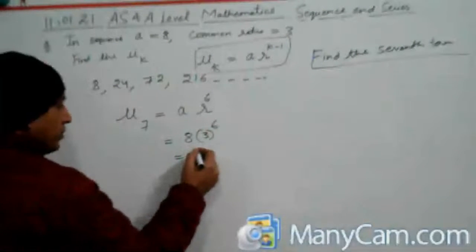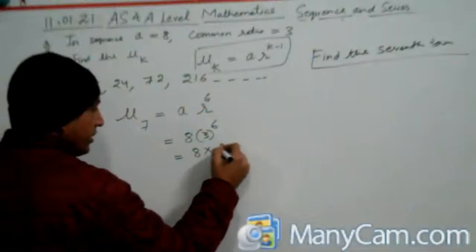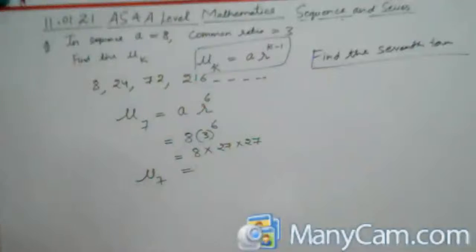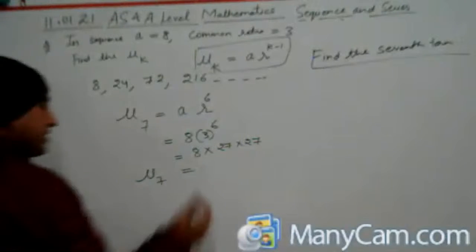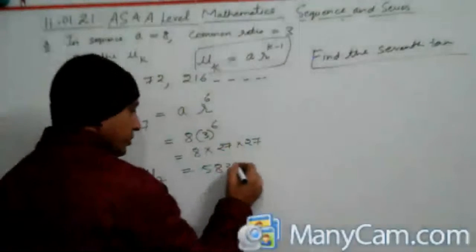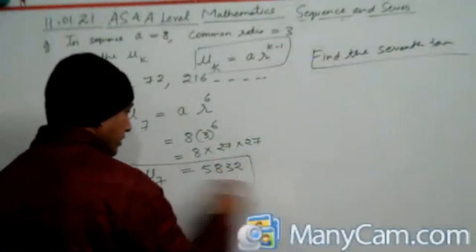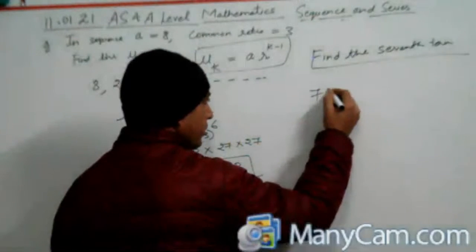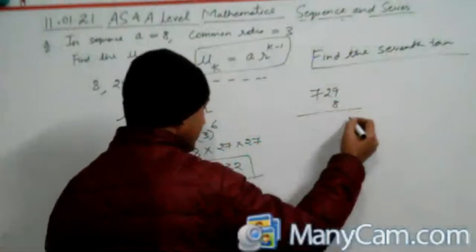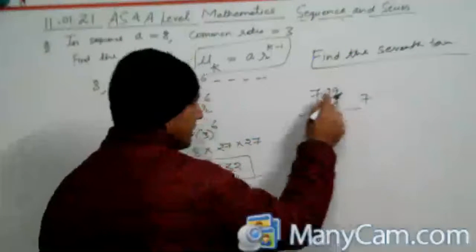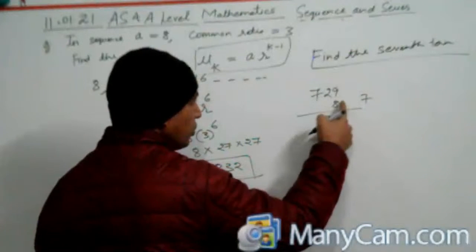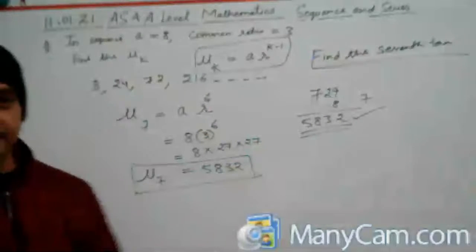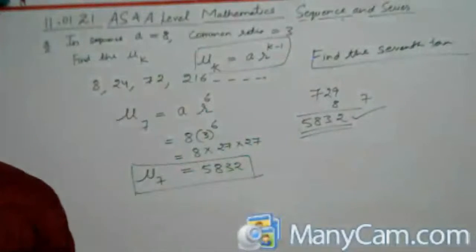So 8 into, that is 3 into 3 into 3, 27, into 27, right? So the seventh term of this sequence is 5832. You can check it. That is 27 into 27, that is 729, multiplied by 8, so it is 5832, right? So let's take one more question.